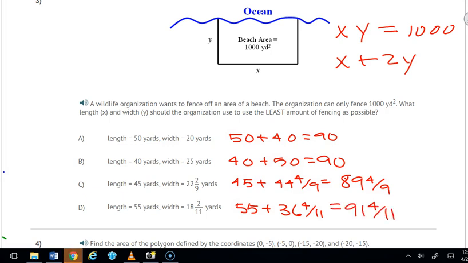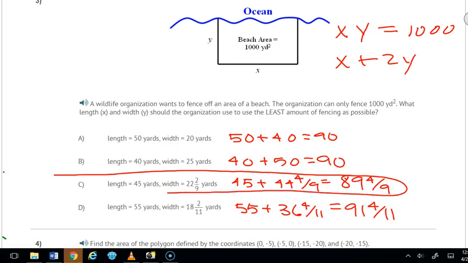So it's asking us which one uses the least amount of fencing, and that would be answer C right here. And to me, this is the easiest way to solve this problem because I can easily figure out what the answer is. Now, there are other ways to solve it, but sometimes we need to use test-taking techniques, and this is a test-taking technique to plug the answers back in and see which one makes the statement that we want.